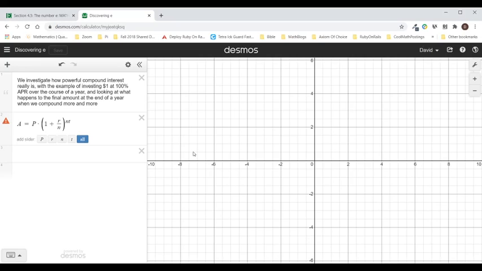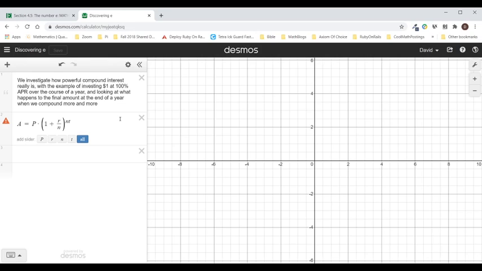Okay, this section is actually entitled the number E. What we want to do is see where it comes from. And the way we're going to do this is to investigate how powerful compound interest really is. We're going to invest only $1 at 100% annual percentage rate over the course of a year.